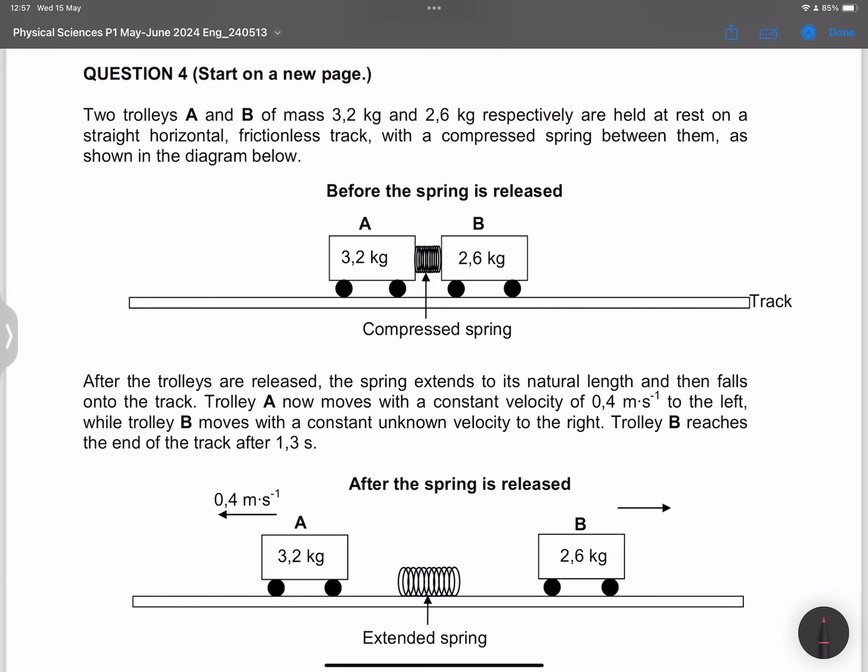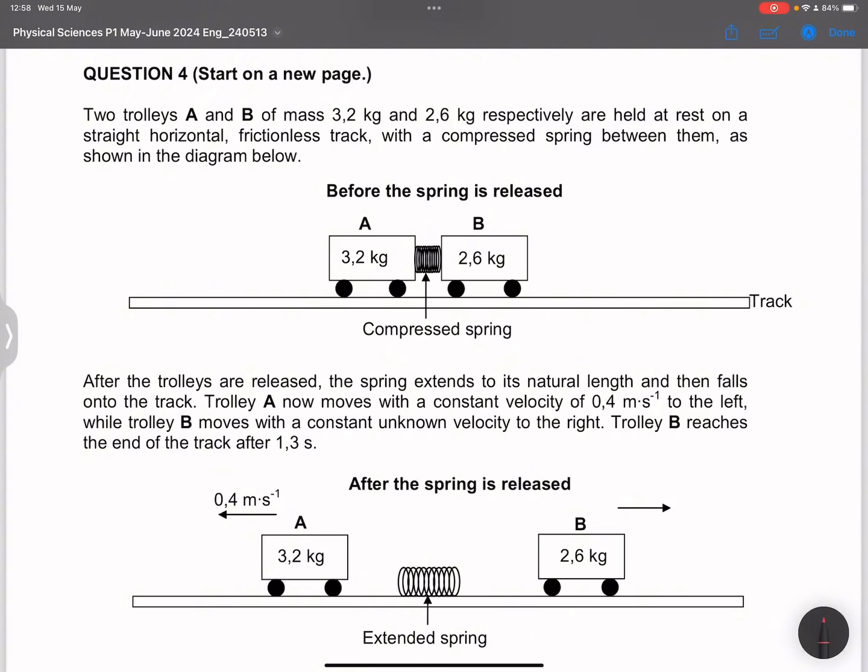crumbles. Right, on question number 4, they say two trolleys A and B of mass 3.2 and 2.6 kilograms respectively are held at rest on a straight, horizontal, frictionless track with a compressed spring between them as shown in the diagram below. Now they're asking, after the trolleys are released, right, the spring extends to its natural length and then falls onto the track.